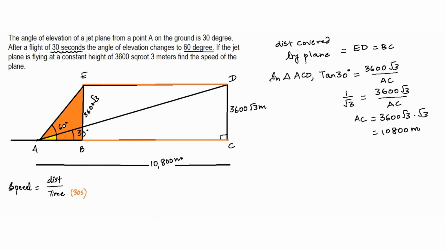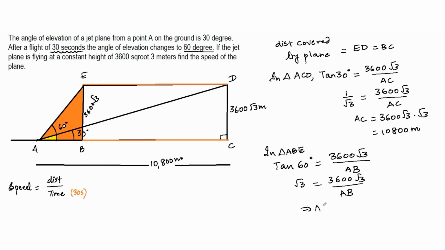So in triangle ABE, of course the angle is 60 degrees and EB is equal to 3600 root 3. So again using tan 60, I can say that tan 60 is 3600 root 3 divided by the adjacent length AB, which means root 3 is equal to 3600 root 3 divided by AB, and therefore this implies AB is equal to 3600 meters, right?